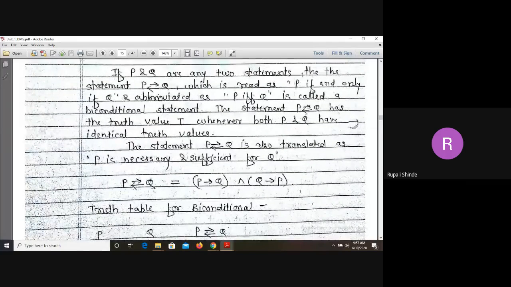Again, if P biconditional Q is a statement, it can be translated as P is necessary and sufficient for Q. This is the meaning of P biconditional Q. This P biconditional Q can also be translated as P conditional Q and Q conditional P. This is also a very important formula. We need to apply this to solve the examples. For the conditional, I have told you one formula: P conditional Q is equivalent to which one? Negation of P or Q. Yes, negation of P or Q. Likewise, here P biconditional Q is equivalent to P conditional Q and Q conditional P.